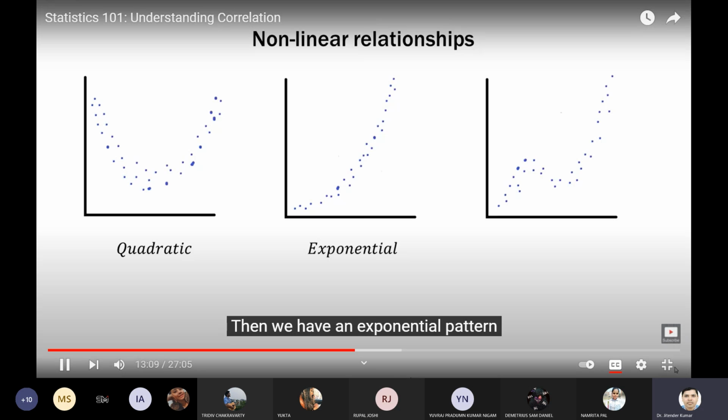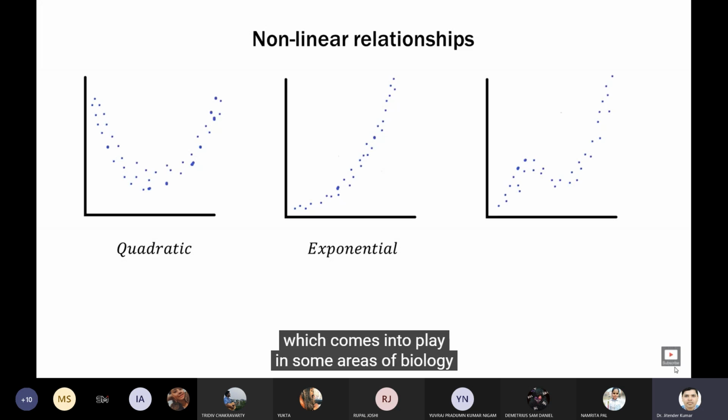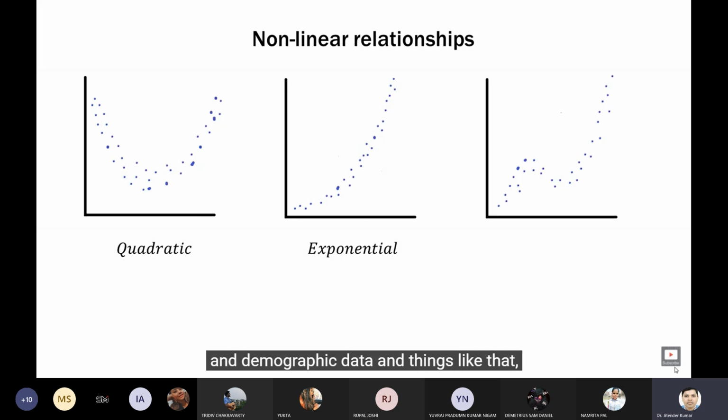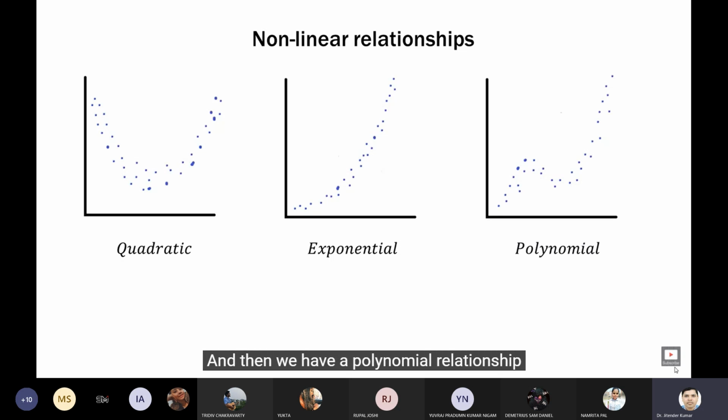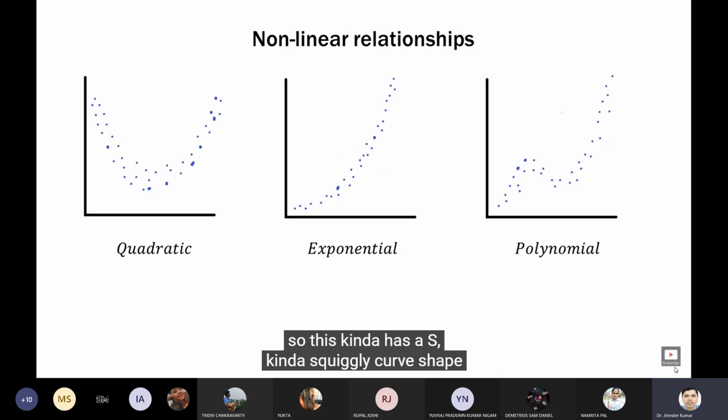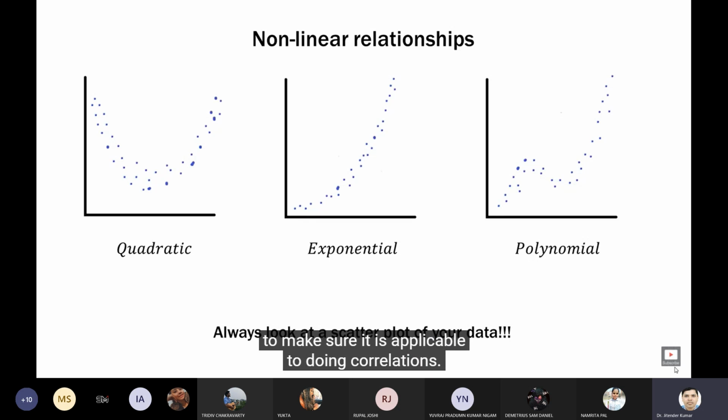Then we have an exponential pattern, which comes into play in some areas of biology and demographic data and things like that. But again, it's not linear. It follows this curve that gets steeper as it goes up. And then we have a polynomial relationship. So this kind of has an S kind of squiggly curve shape, and we sometimes see that in data. So again, these are not linear. So again, you have to look at a scatter plot of your data to make sure it is applicable to doing correlations.